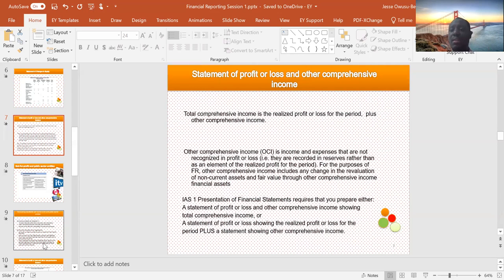So what are we saying in this slide? There's a profit or loss section, which shows the realized profit or loss for the period. And there's the other comprehensive income section, which is basically recorded in reserve. These are reserves where you record things like revaluation of non-current assets, etc. So yeah, it's pretty simple, and we'll be delving into a question which would help us understand exactly what is going on.